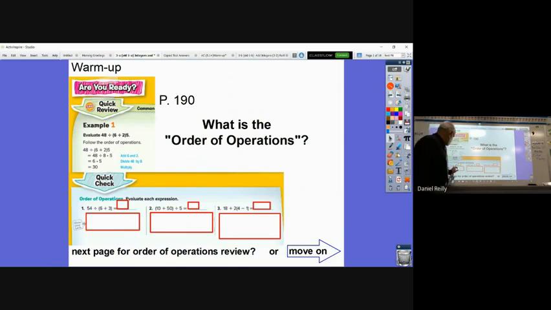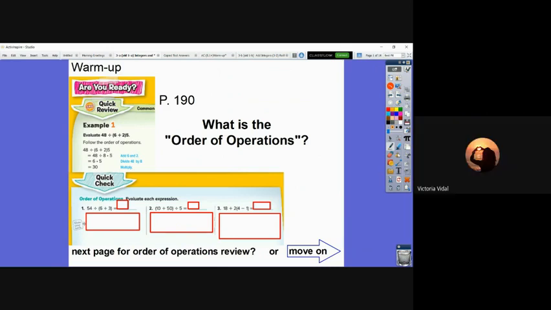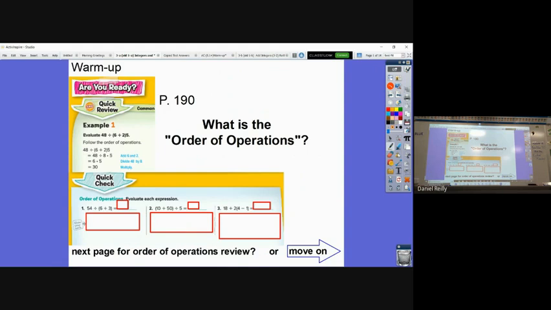Let's get some answers here. Number one. Who's got an answer for number one? 6. Call them out from home. Answer to number one. Rachel. 6. Something different than 6? You got 6 also? I got 6. You got 6. Anyone get something different than 6?